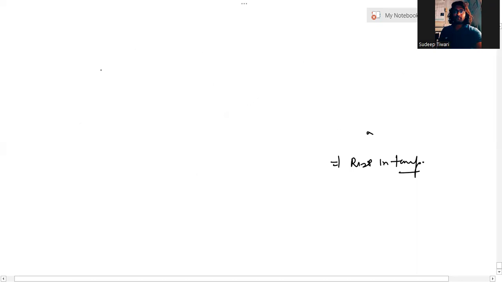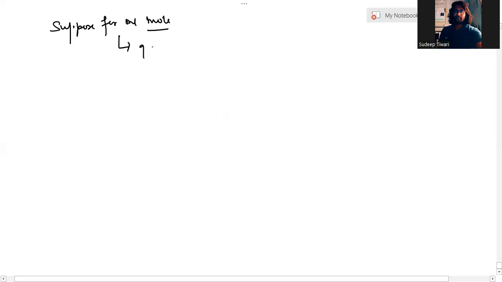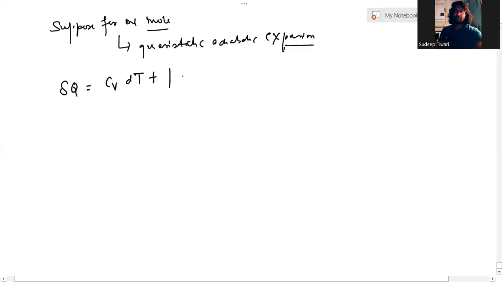Now, suppose we are taking the case for 1 mole of gas. Suppose 1 mole of gas is subjected to a quasi-static adiabatic expansion. And we already know that delta Q can be written as Cv dT plus PdV, or you can write it as Cp dT minus VdP. I'm using Cv dT plus PdV.